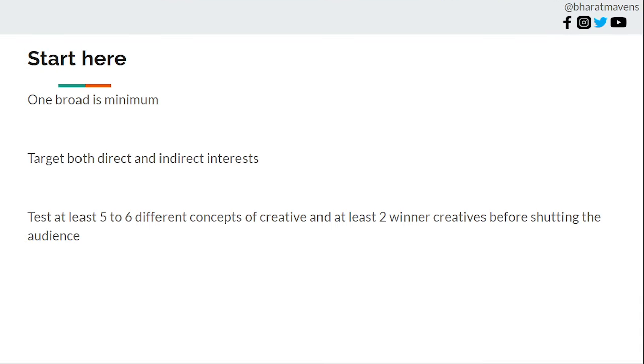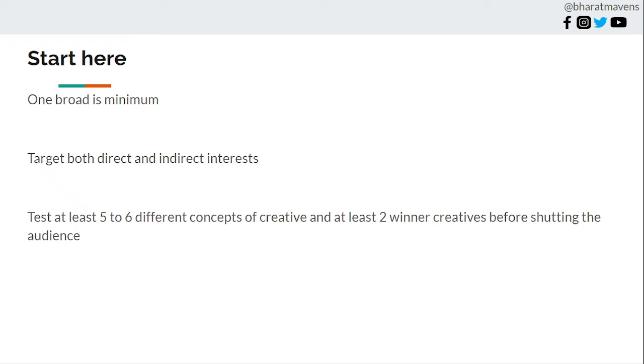Targeting. What should be the targeting? One broad is minimum, whatever the targeting might be. Then target both direct and indirect interests. So direct interest would be, for example, if I'm into skincare, I'll target skincare or cream, face wash. Indirect interest would be, I can target people who are traveling, who would need skincare, or people who have marriages or parties or anything related to who would need skincare. So those are indirect interests. So target both of them.